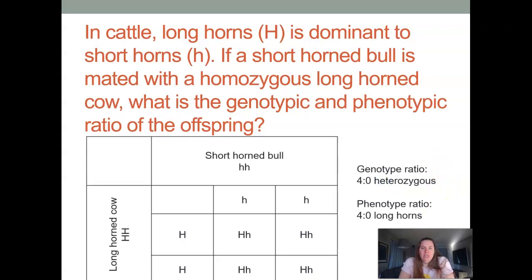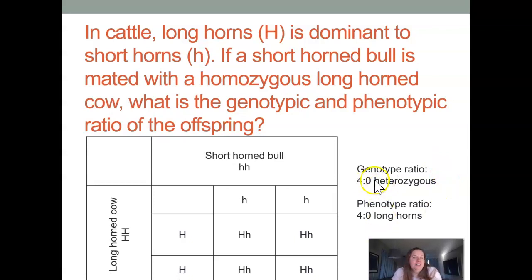So our phenotype and genotype ratio is actually kind of boring for this one. Our genotype ratio is going to be 4:0 heterozygous. We have 4 heterozygous offspring and 0 anything else. We have no homozygous dominant and no homozygous recessive offspring. In other words, 100% of the offspring of this mating will be heterozygous, and therefore they'll all have the dominant phenotype, which is of course longhorn. So 100% of the offspring born to this couple will have longhorns. The ratio is 4:0.